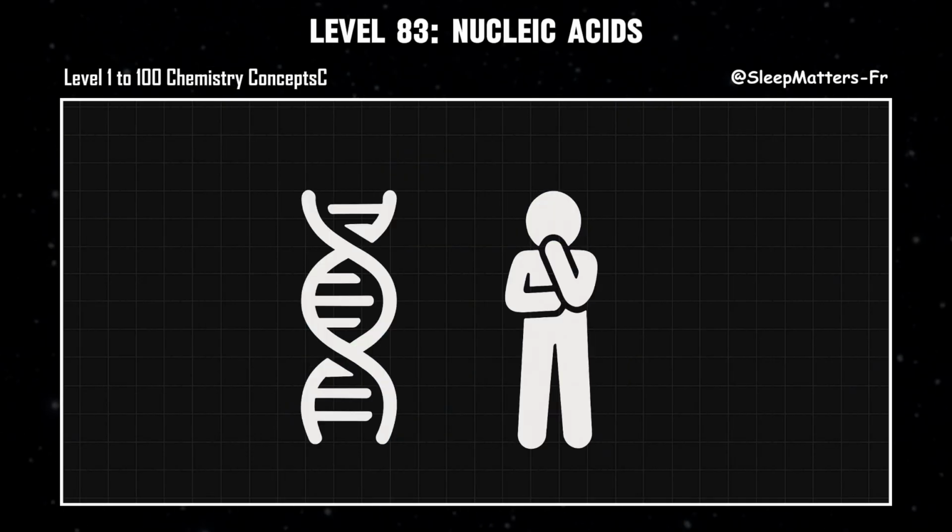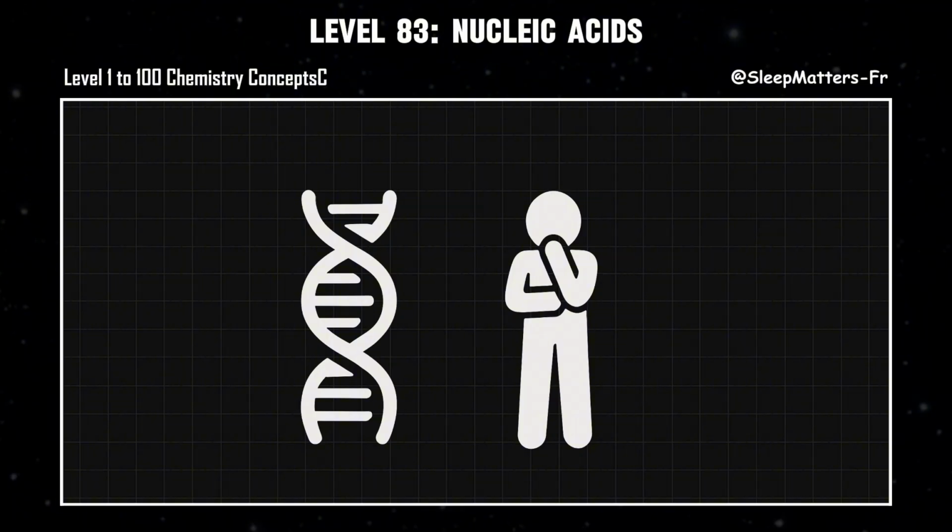Level 83. Nucleic Acids. Nucleic acids are the blueprints of life. They are the molecules that carry your genetic information, the instructions that make you who you are. There are two main types of nucleic acids, DNA and RNA. DNA is the one that holds your genetic code. It is the master plan, the library of instructions for building and maintaining your body. It is found in the nucleus of your cells, where it is protected.